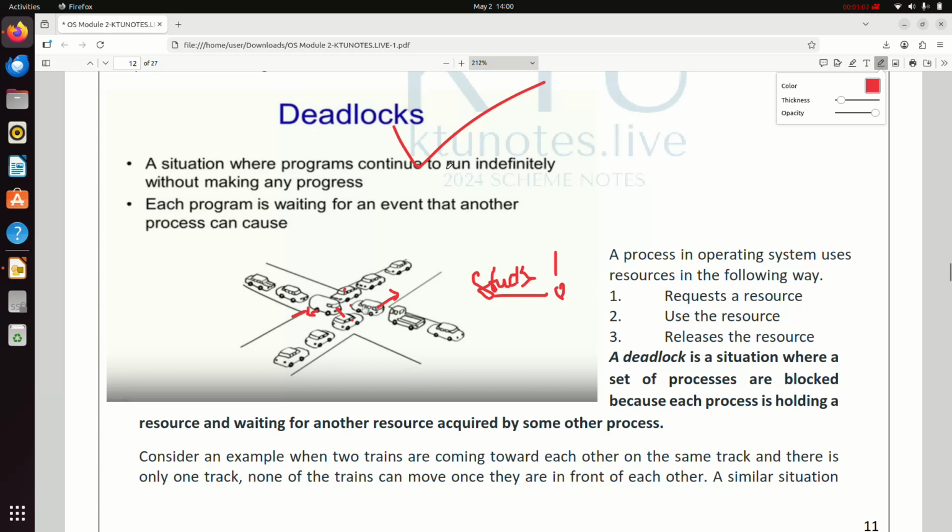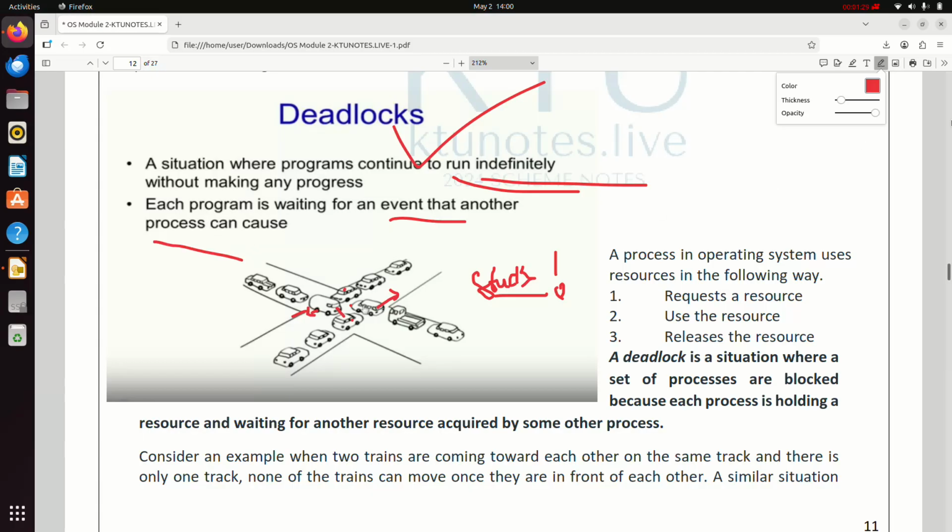So this is the situation that happens in our operating system also with the processes. The processes are stuck forever and there is no progress here. It is a situation where programs continue to run indefinitely without making any progress. Each program is waiting for an event that another process can cause.